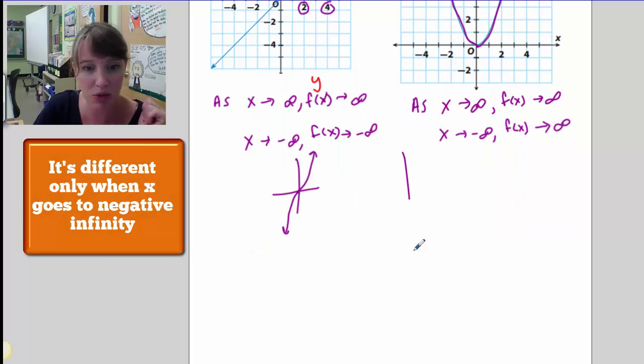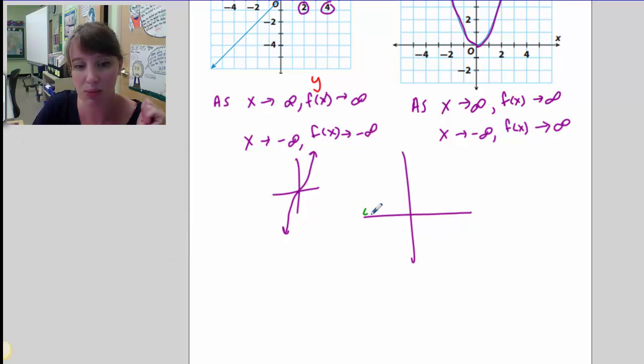And if I had an exponential function that looks like this, exponential functions look like this, okay?